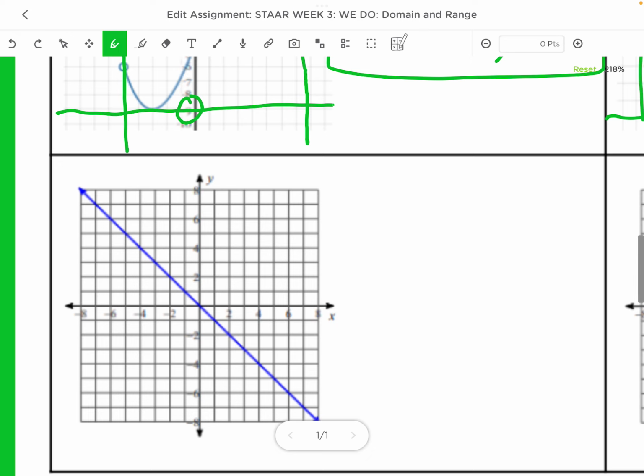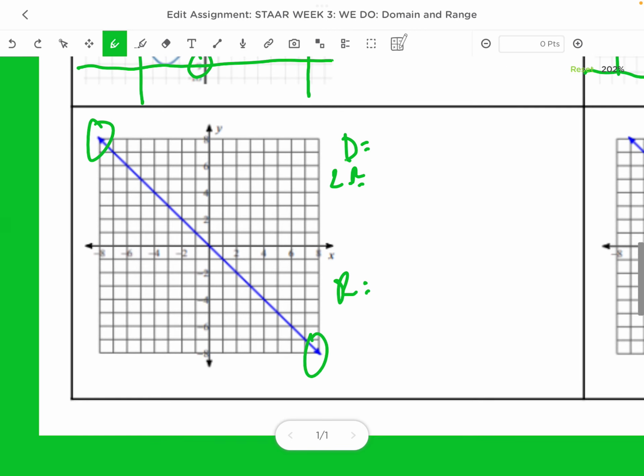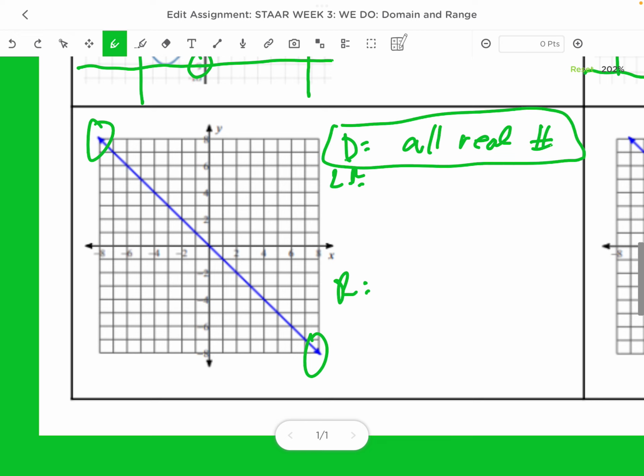All right, last two. See if you can get these two. Okay, these are ones especially that you may see on that. Think about at least if you can get the domain or range. All right, domain we said was from left to right. Okay, so if we notice over here, this keeps going to the left. Okay, this arrow right over here keeps going to the right. Okay, if it keeps going all the way to the left and all the way to the right, we're going to say that's all real numbers. Okay, the domain is going to be all real numbers.